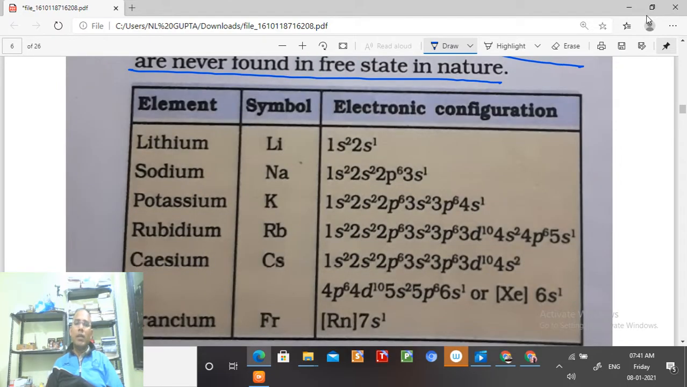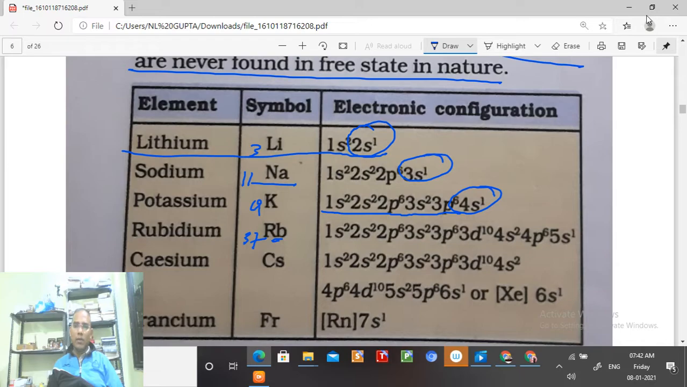Lithium is 1s2 2s1. Sodium, 11, is 1s2 2s2 2p6 3s1. So you will find s1 here and s1 there. Potassium, 19, is 1s2 2s2 2p6 3s2 3p6 4s1. Rubidium, 37, is 5s1, and then cesium.